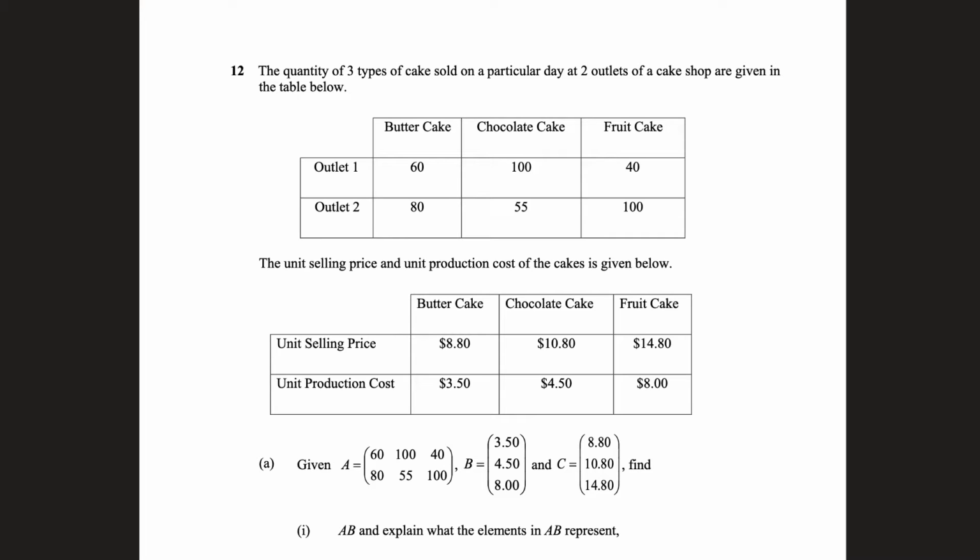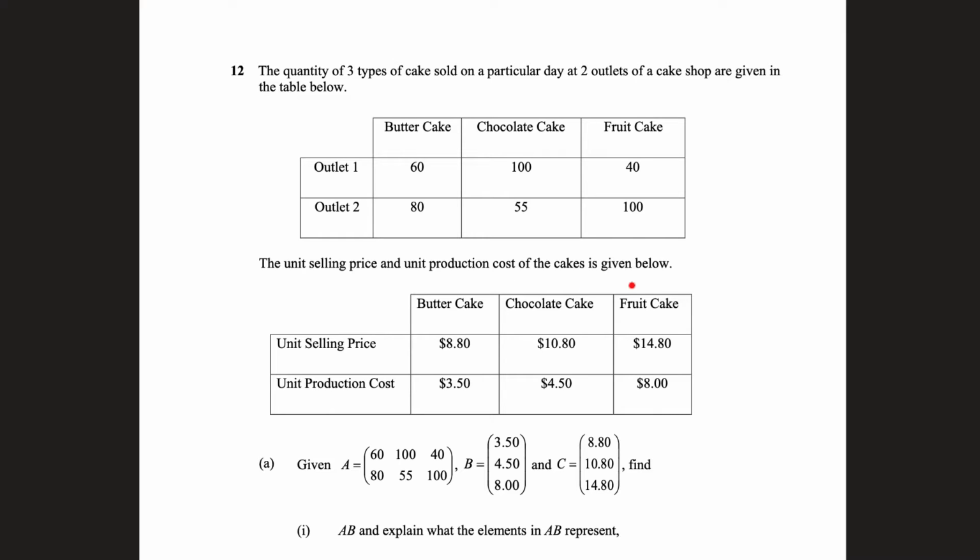Alright, let's look at question 12. The quantity of 3 types of cakes sold on a particular day at 2 outlets, outlet 1 and outlet 2 of a cake shop, is given in the table below. Outlet 1 sold 60 butter cakes on some particular day, and 100 chocolate cakes and 40 fruit cakes on that same day. And outlet 2 sold 80 butter cakes, and so on and so forth.